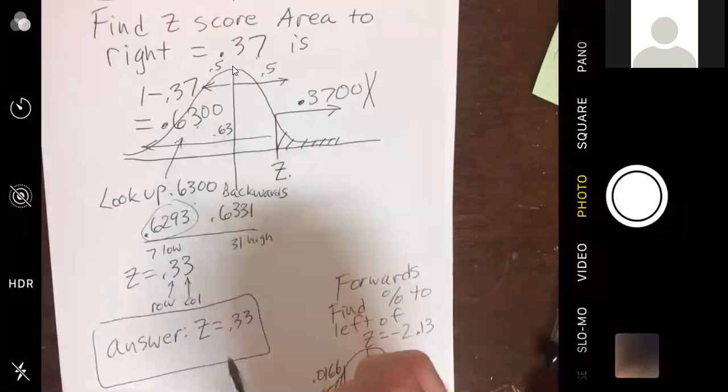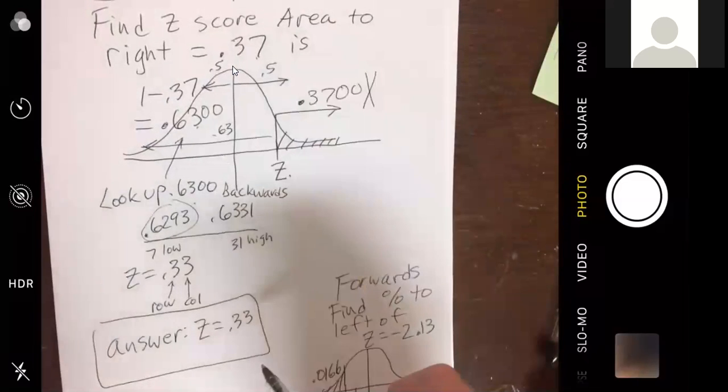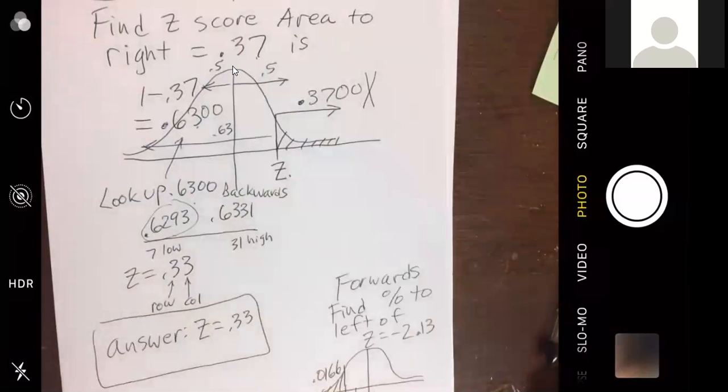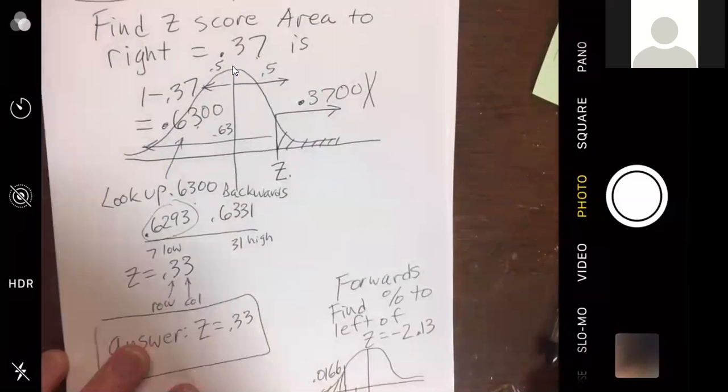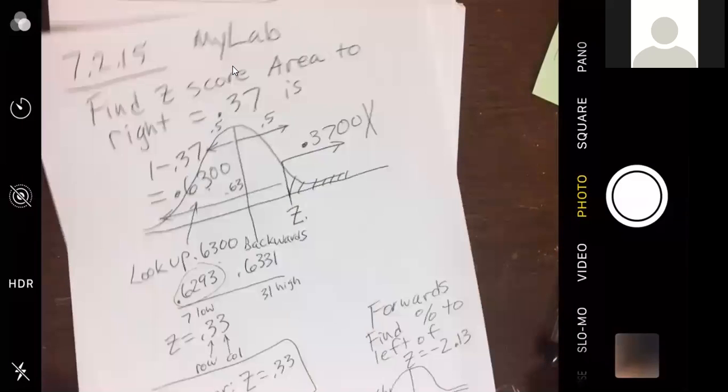Is that enough on this one, or do you still have more questions about it, or do you want to try some more? I really want to try some more, because I would have finished, but I got stuck on this question and I had to give up. Did you try it? Have you got the MyLab up? Can you enter 0.33 and see if it gives you the big thumbs up?